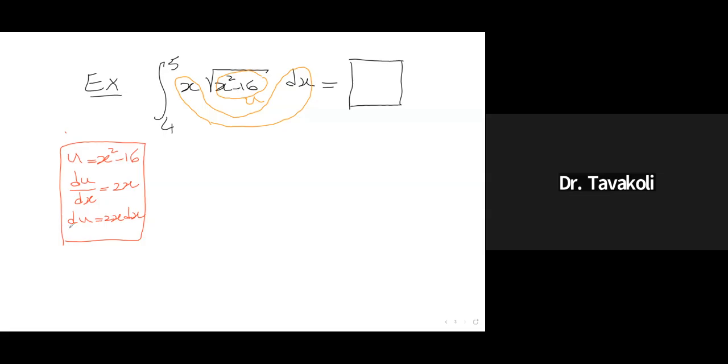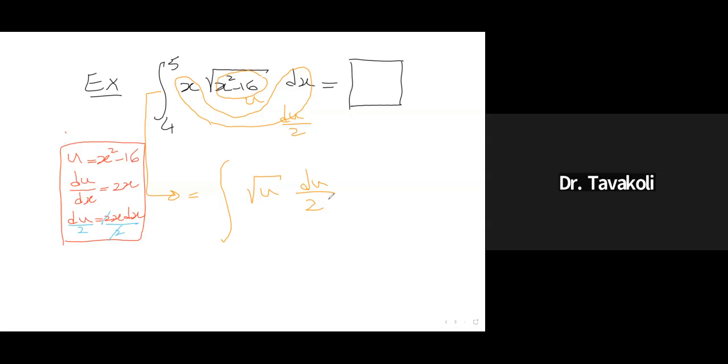We have an extra 2. So if I divide both sides by 2, I can get rid of that extra 2. So x dx is du over 2. Let me rewrite the integral in terms of the new variable u: radical u du over 2.